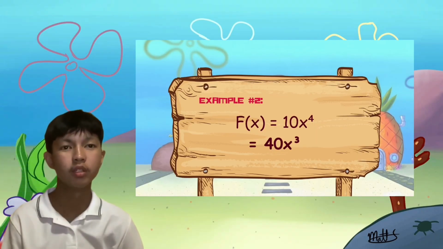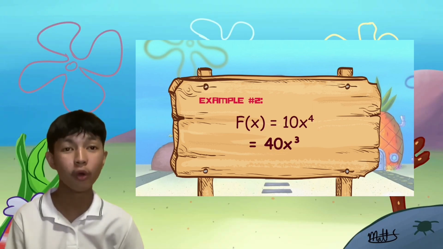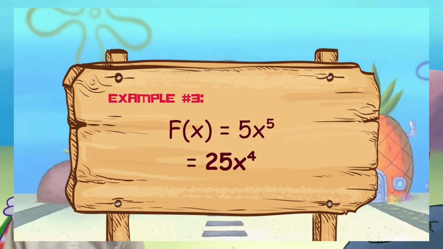Let's solve our first example, 10x raised to 4. First, let's identify the exponent, which is 4. Now, multiply 4 by 10, which is the constant, and then subtract 1 from the exponent. We will get 40x raised to 3. Next, 5x raised to 5. The exponent 5 will be multiplied to the constant 5, and then subtract 1 from the exponent. We will get 25x raised to 4.